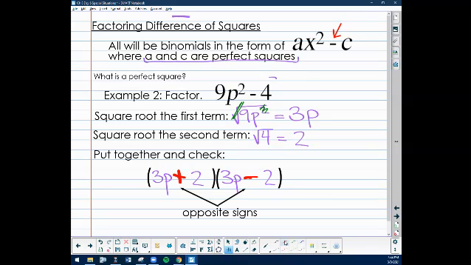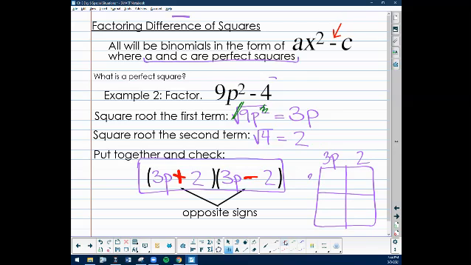Okay? And again, you could check when it's these smaller numbers, because it's doable when we've got 9 and 4. Like you said, it's not as doable when we've got like 121 and 81. But you can check your work. You can FOIL to check, if you remember how to FOIL. You could box it to check, right? Make the box: 3p, positive 2, 3p, negative 2, and go ahead and fill in the box and make sure that it gets you 9p squared minus 4.